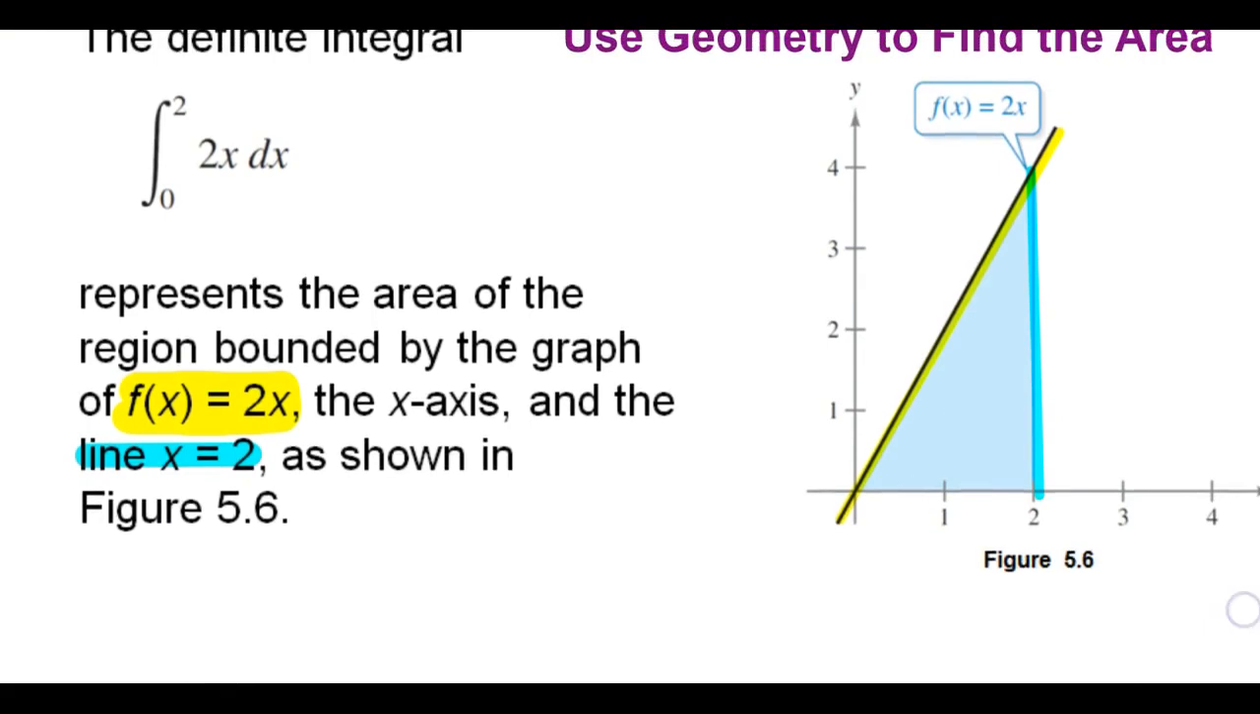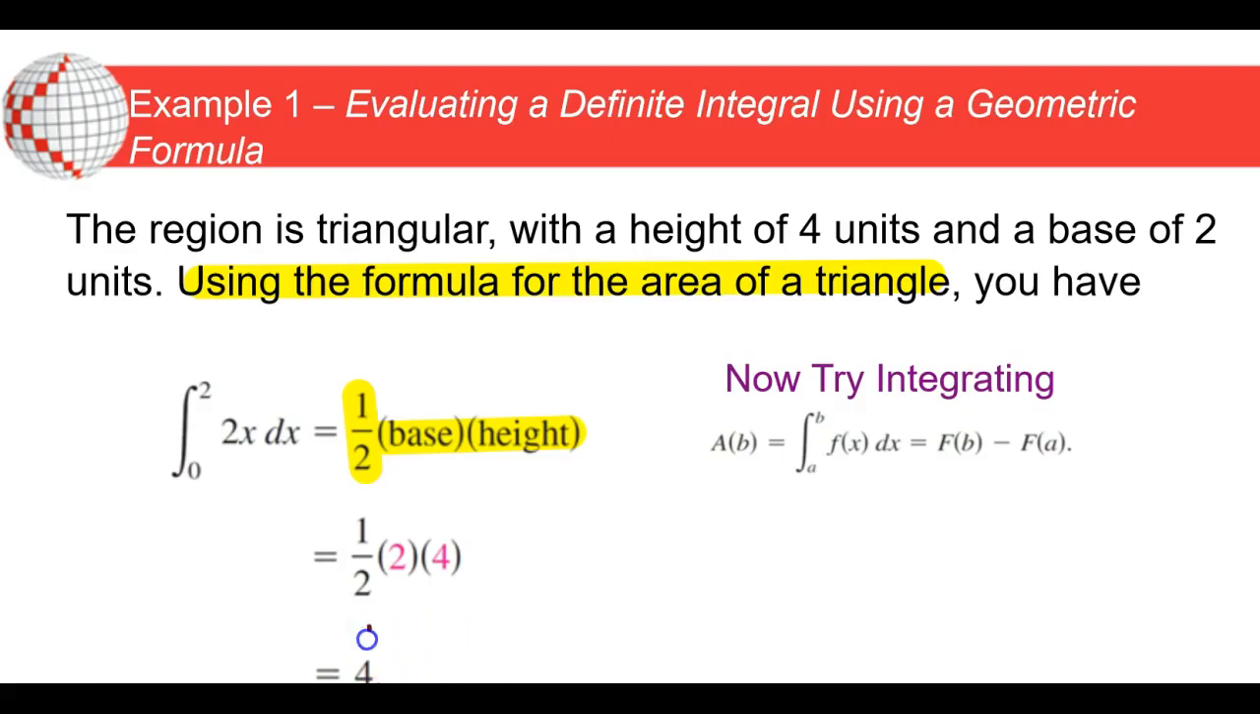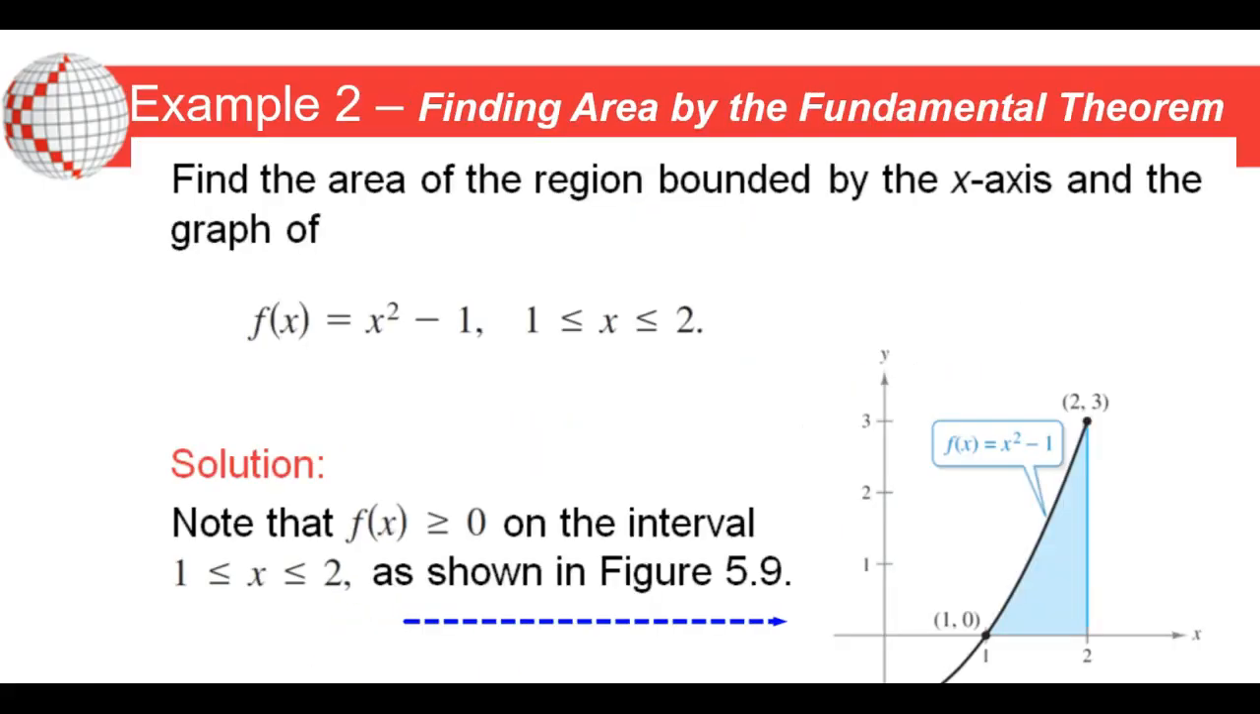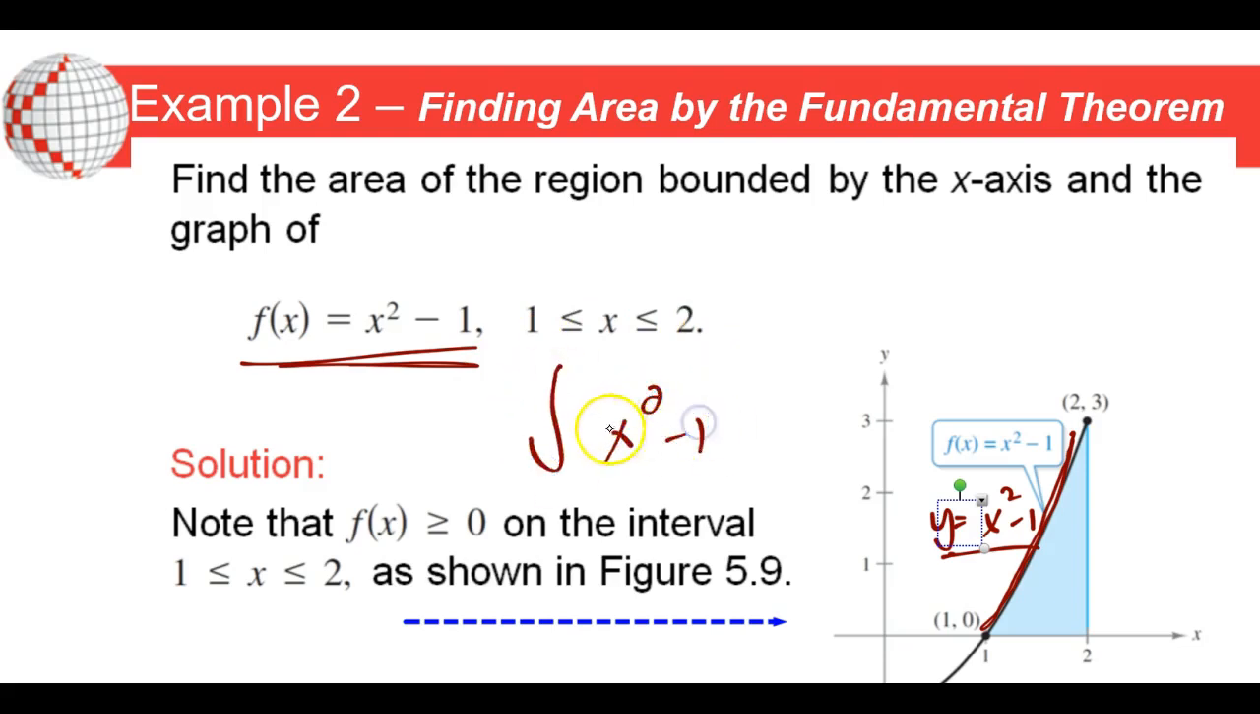So again, this answer was 4, easy enough, but here I can't use geometry because this is a nice little curve. It looks like a triangle, but it's not. It's the x squared minus 1 function, so it's not a straight line. This says find the area bounded between 1 and 2. So I'm going to integrate that function, x squared minus 1, between 1 and 2.